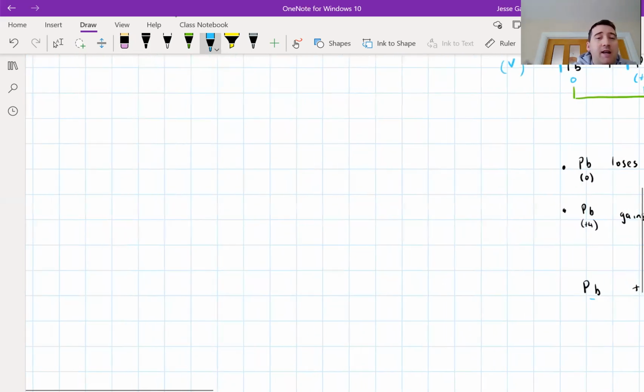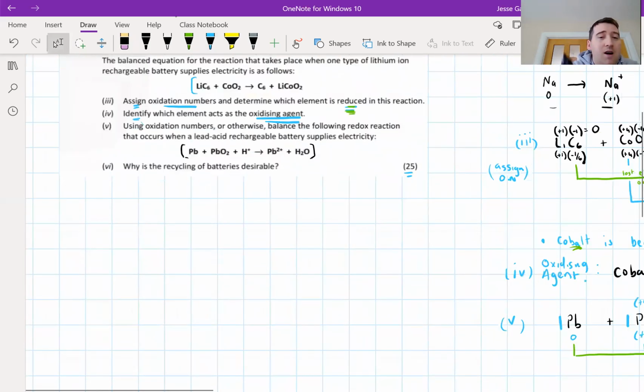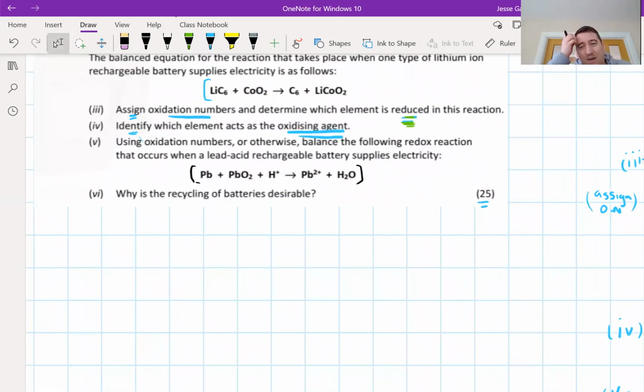All right, last bit, and this is a tricky little bit, last few marks. This is for you guys to think about. It's not that hard, but it needs thinking outside the box. It might not necessarily be something you've talked about in class. It said here, why is the recycling of batteries desirable? So we all know about batteries. We all have one in our phone, and you don't throw it in the fire. You don't really want to send it to landfill.